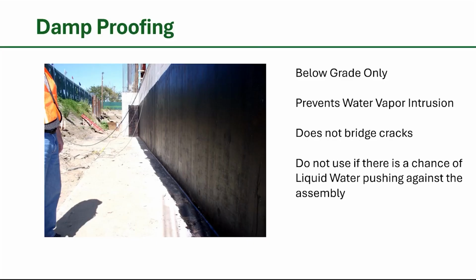And you should not use damp proofing if there's a chance of liquid water pushing against the assembly. So if you have an irrigation system or a garden nearby the foundation wall, you are going to want to move up to waterproofing there. If you don't have that, if you don't have water table issues, use damp proofing. You'll save yourself some money because it is the inexpensive option.